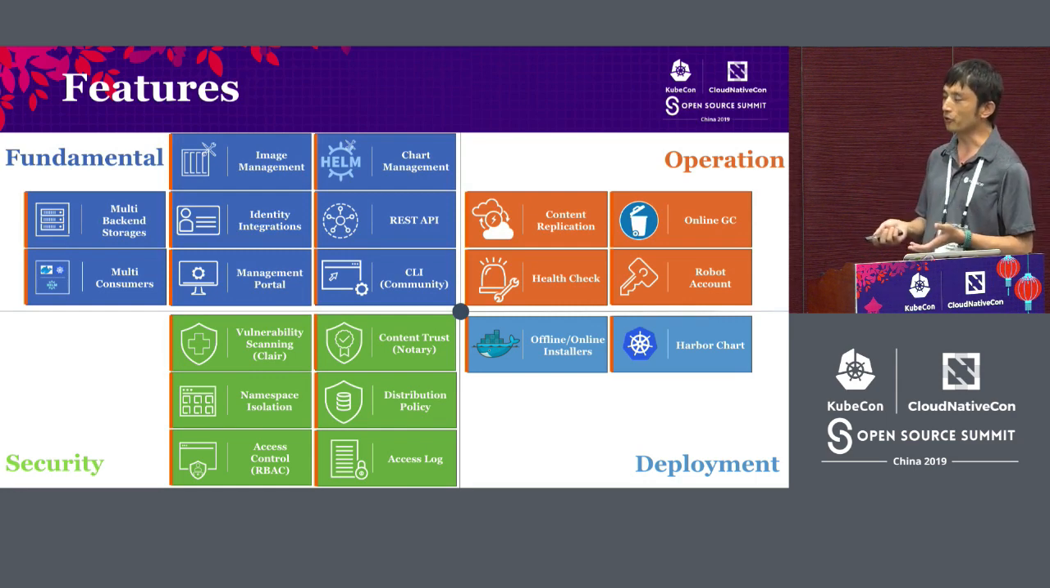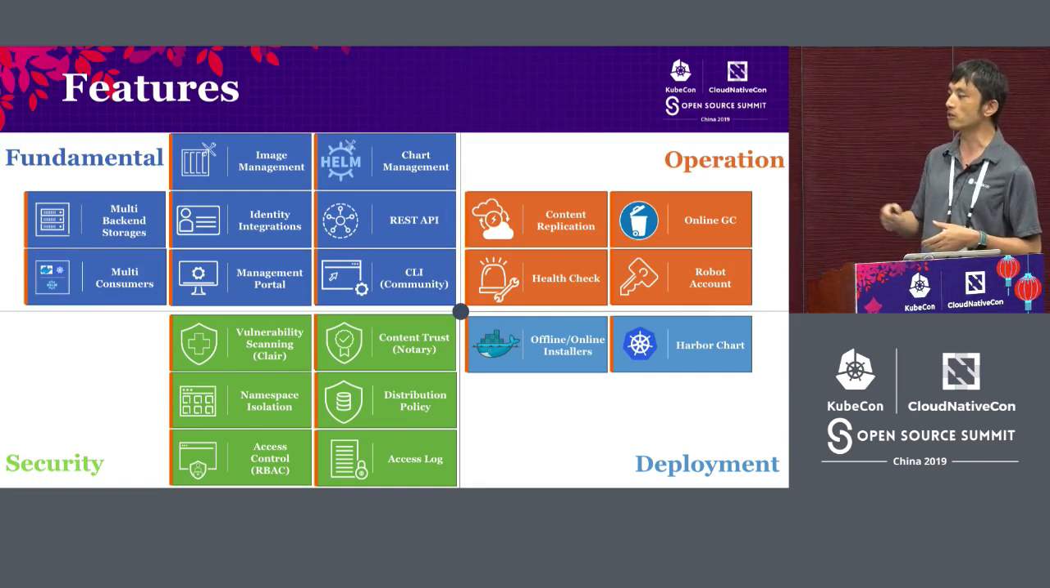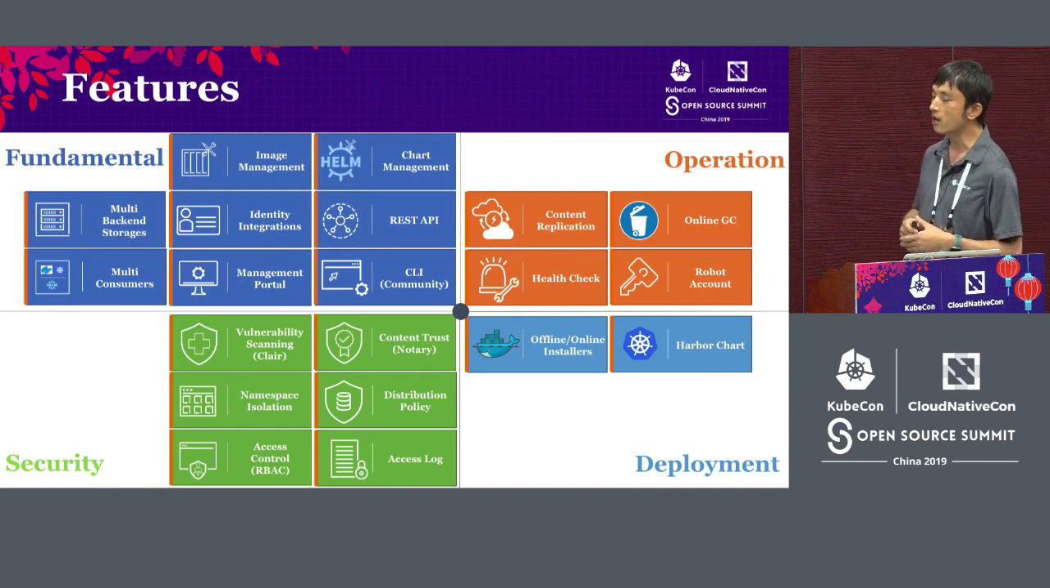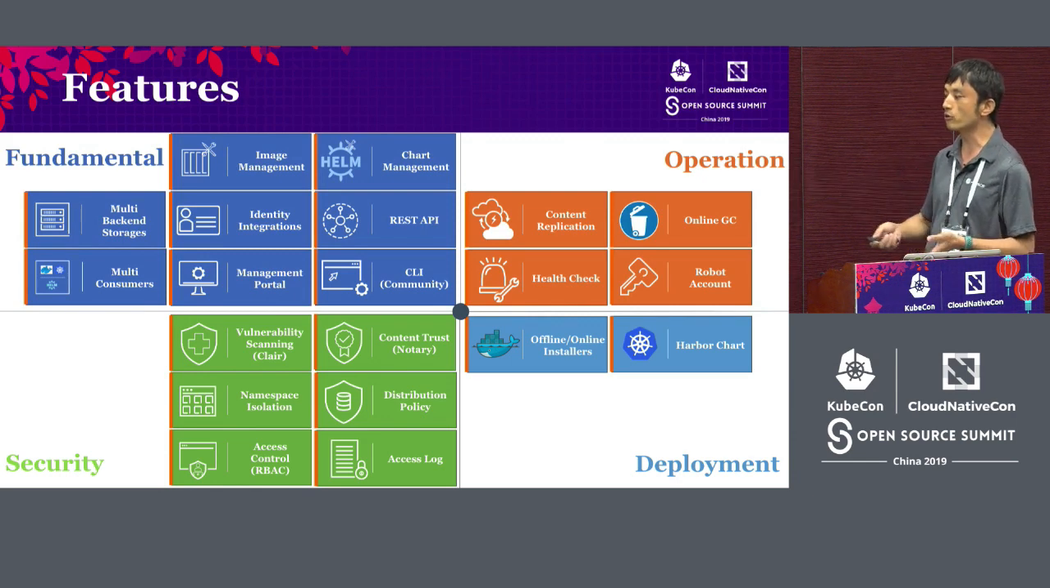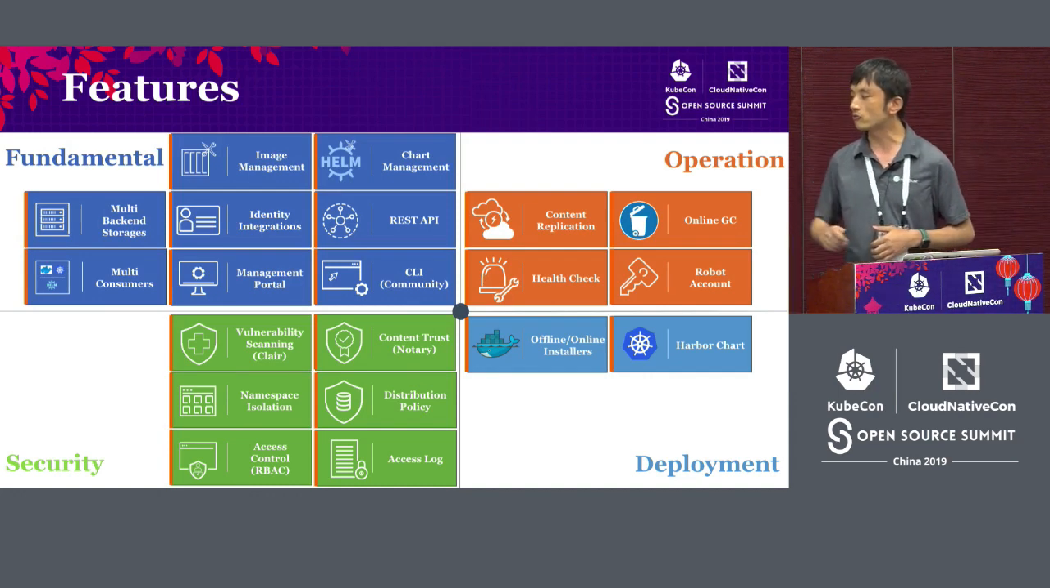We also have online GC. So we have some dirty data, and we can use online GC rather than very complex solutions. We also have the health check API. With that, we can get the health status of Harbor, and it will be fed back to you. Then you can integrate with the platform.